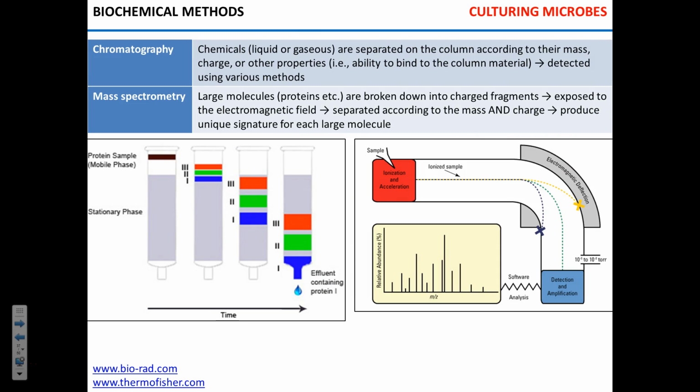Biochemical. I'm going to talk about 2. There are probably more. Chromatography and mass spectrometry. They're not essentially chemical. They are physical, I would say. Chromatography. I don't know if you've taken analytical chemistry, but you can actually do chromatography at home. I'm serious.